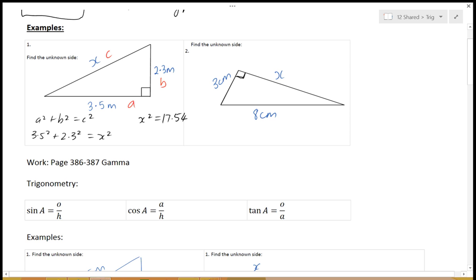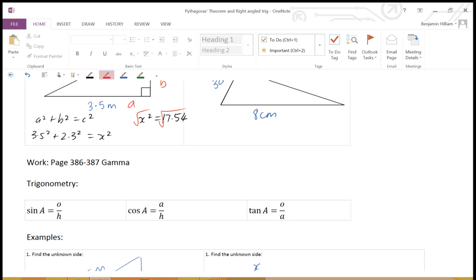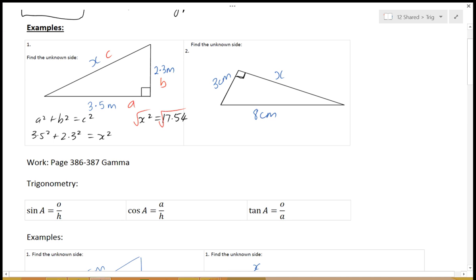So I've got x squared. How do you undo a square of a number? Square root it. So I'm going to square root both sides, and that you use your calculator for as well. And that gives us 4.19 metres. Okay? Alright, so the second one is exactly the same.